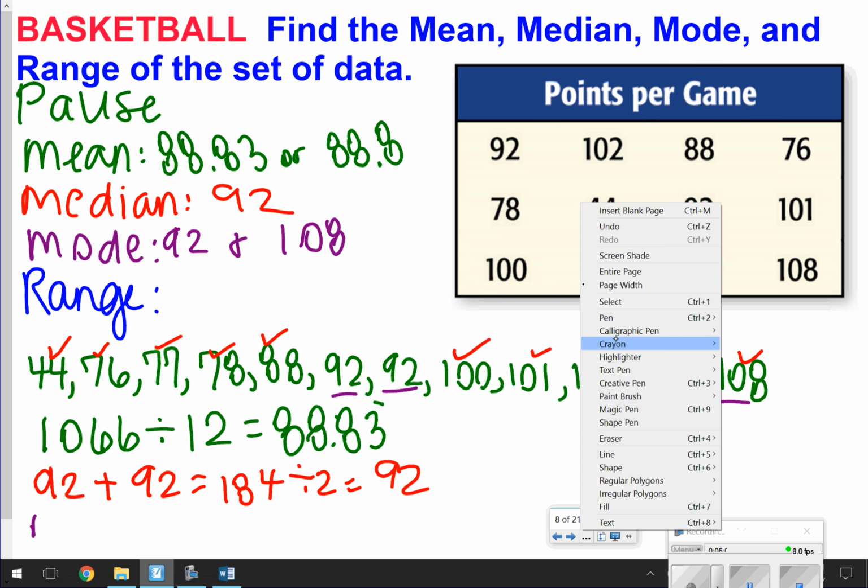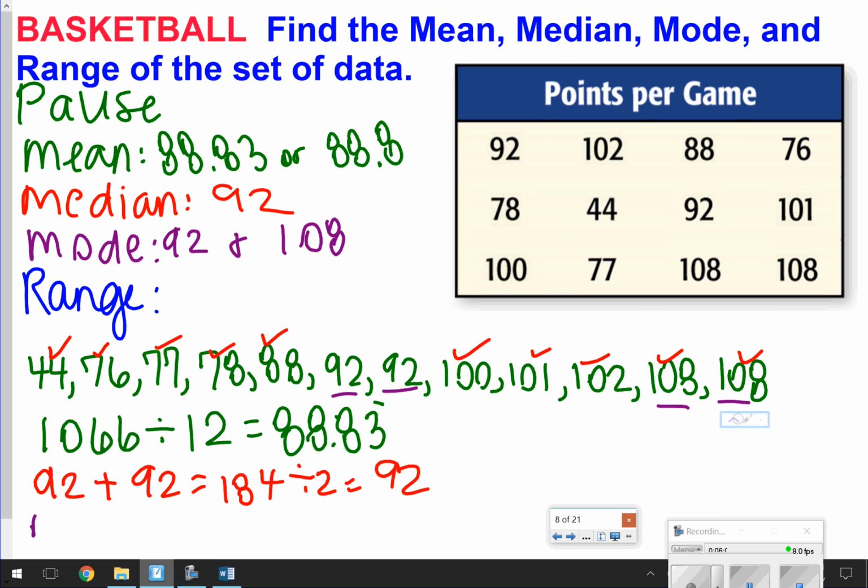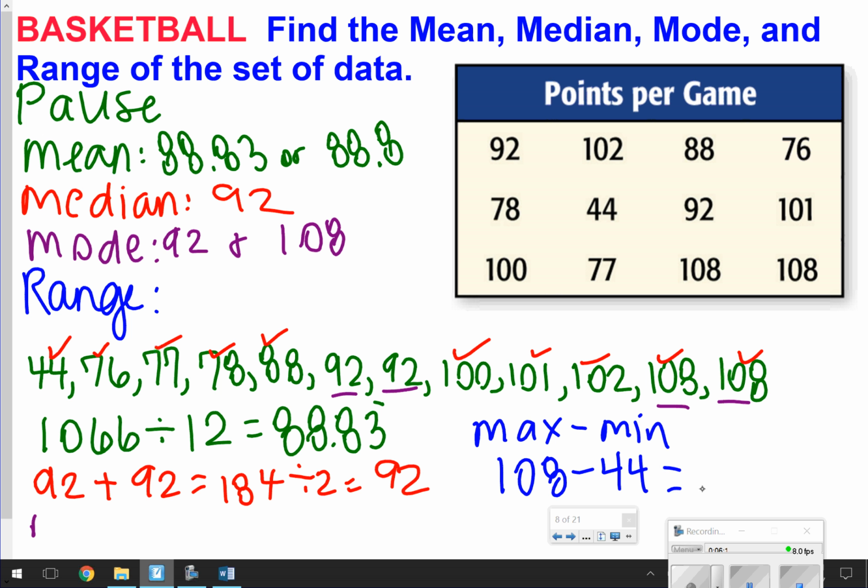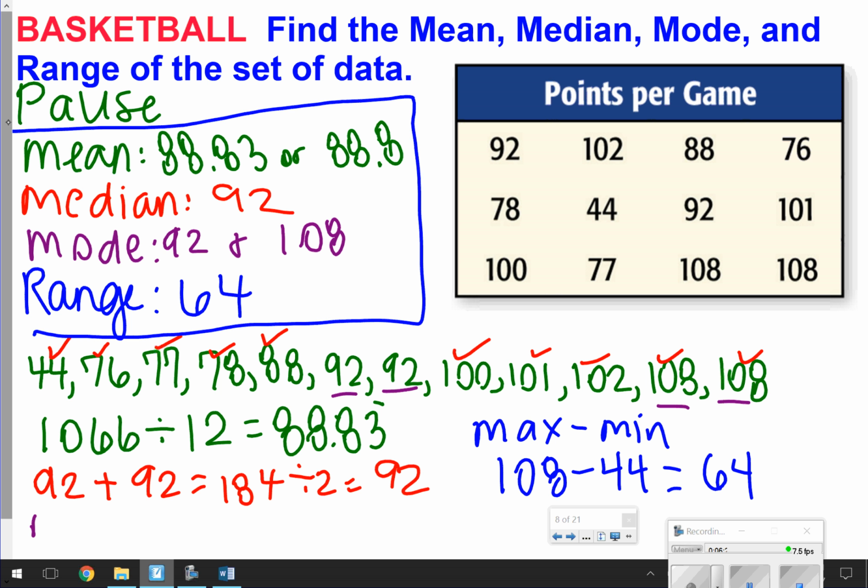The last one is the range. The range, remember, is max minus min. So we have 108 minus 44, and that should give you 64. So the range is 64. Double check your answers. If anything, you can pause and rewind the video if you missed a concept or need a little bit more explanation.